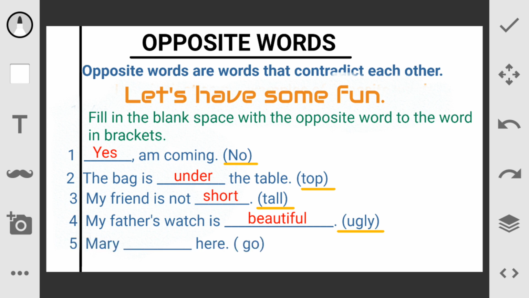Okay, let's look at this last example, the fifth example. Mary dash here. In the brackets, we have go. So we are looking for the opposite word for go. The opposite word of go is come. Mary, come here.